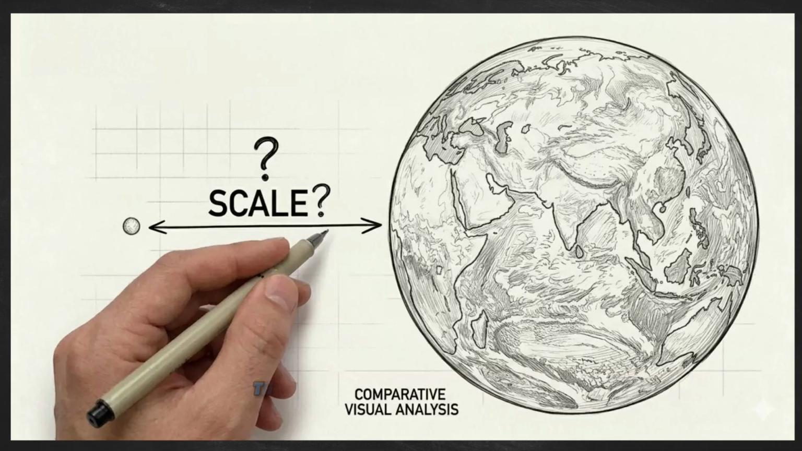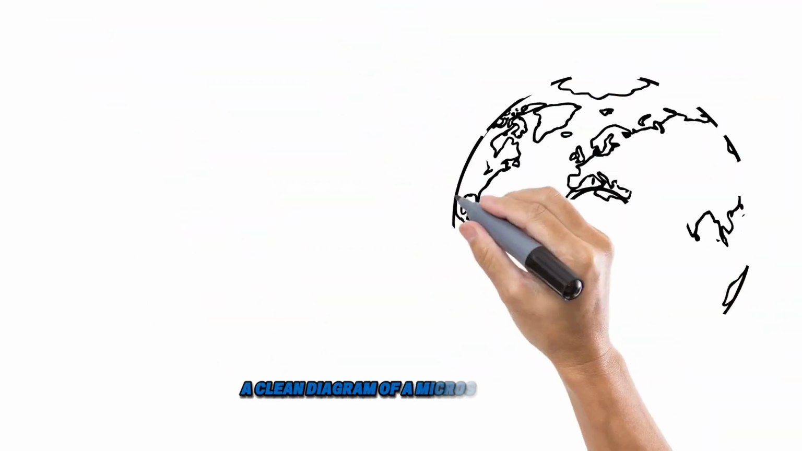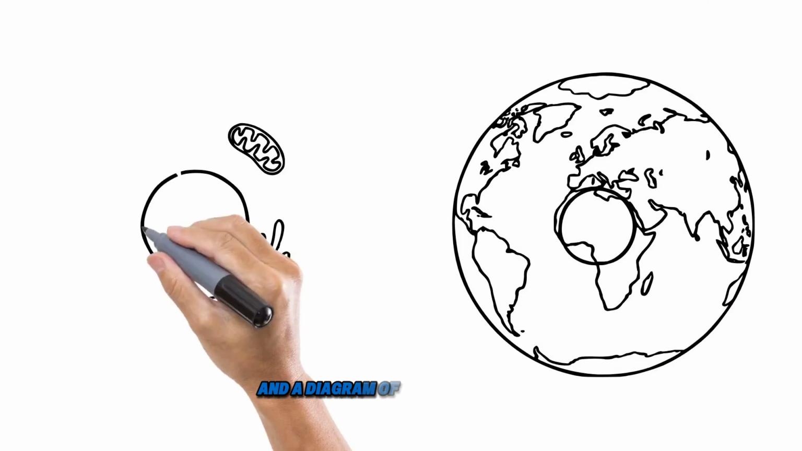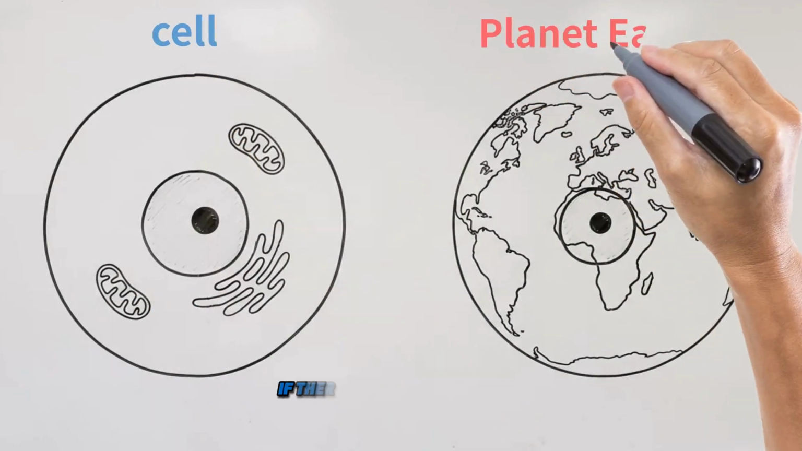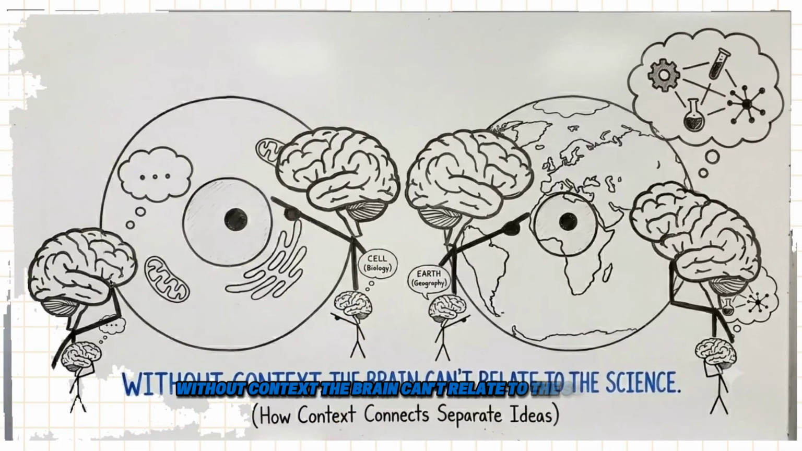The third mistake is a lack of scale. A clean diagram of a microscopic cell and a diagram of a massive planet look identical on a blank whiteboard if there is no reference point. Without context, the brain can't relate to the science.